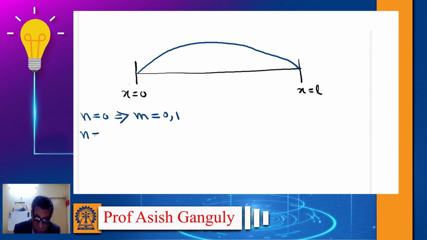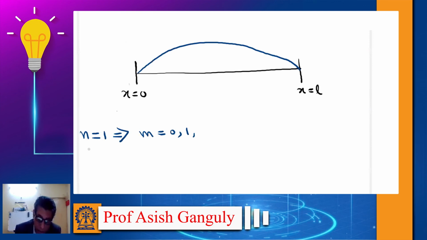Now n equal to 1, you will have 3 nodes, right? N plus 1, starting from 0 to n. So 0, 1... Wait, n equal to 0 is wrong. I am very sorry, this is wrong, because n is not 0, n is starting from 1. So this figure is for n equal to 1.